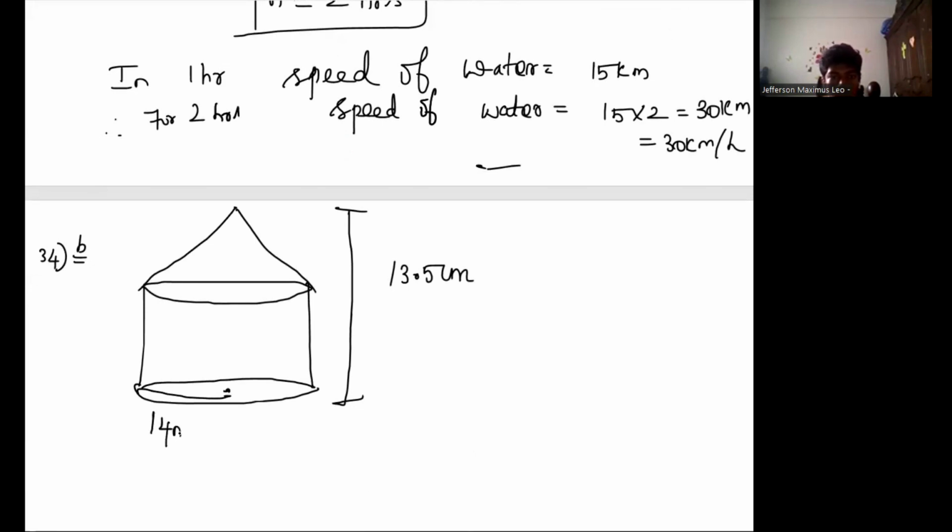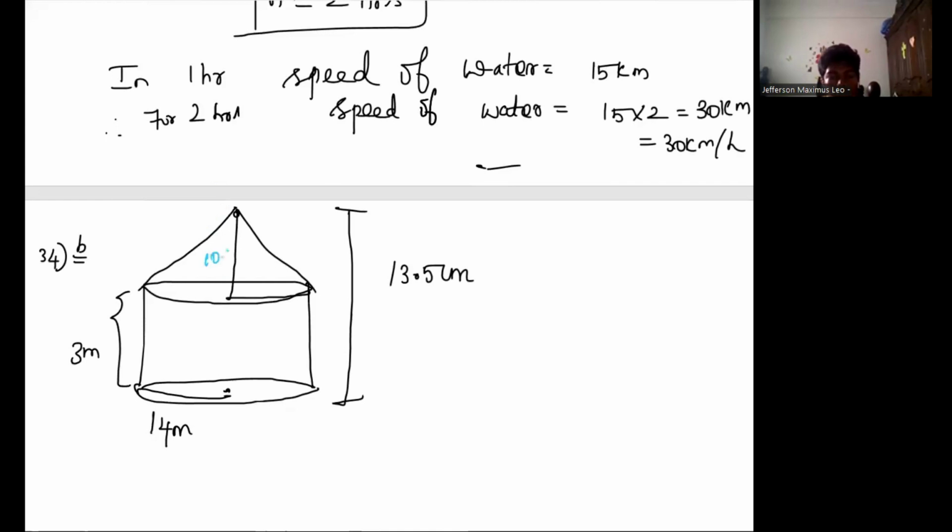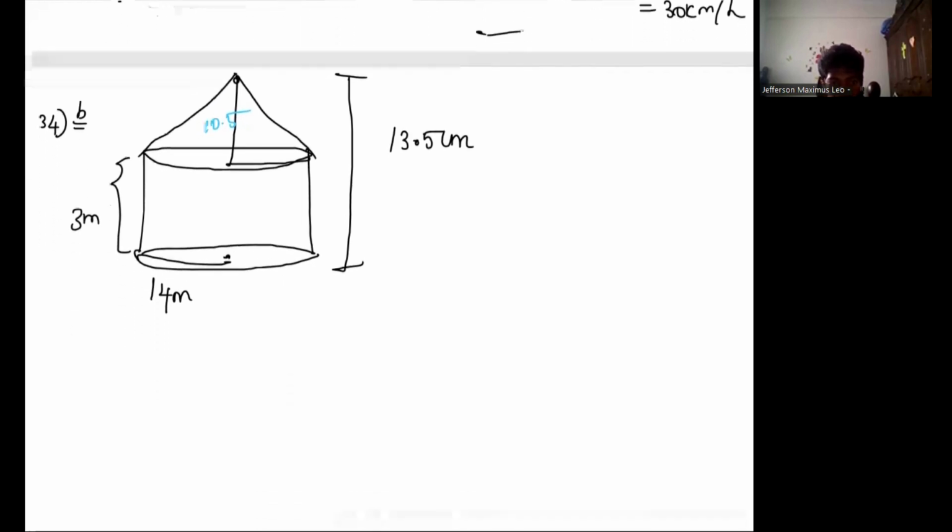Correct, 14 meter. Yes, ma'am. This height is 3 meters. So conical part height is 10.5 meters. Because calculation everything over now. Calculate. Ma'am, so we have to find L first.